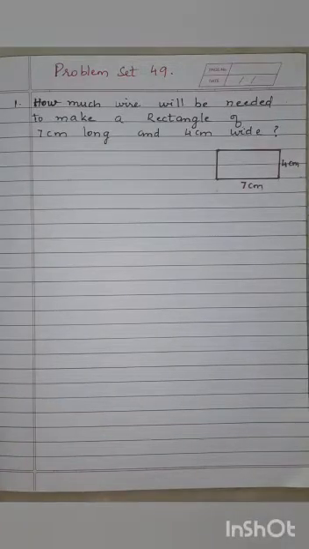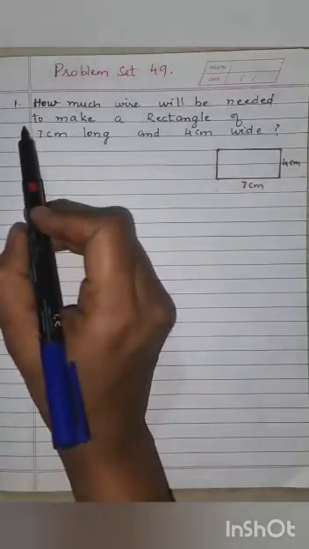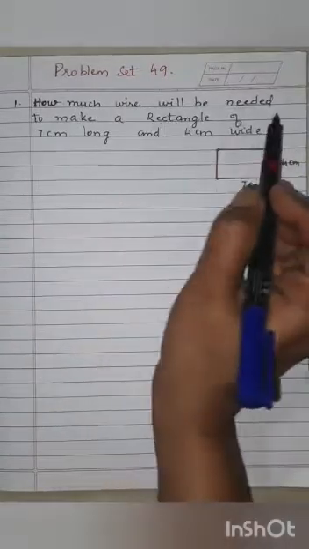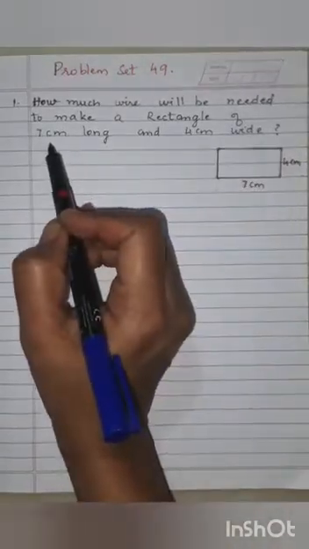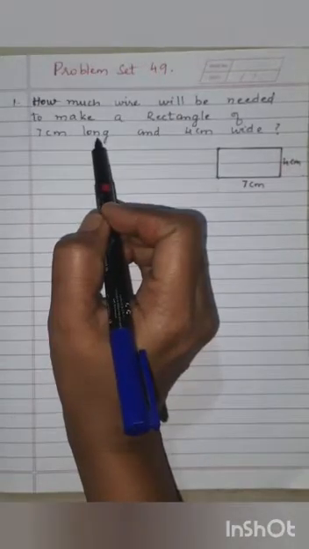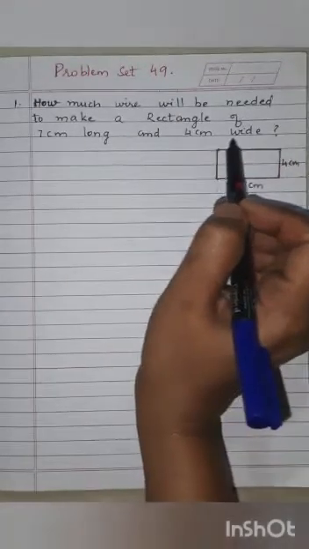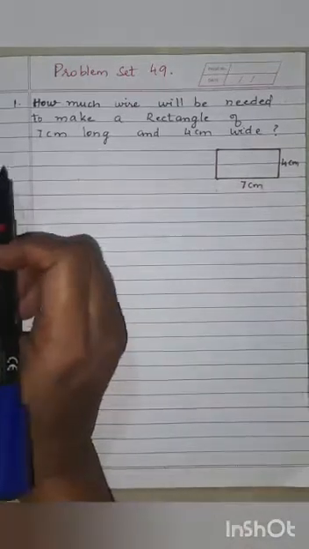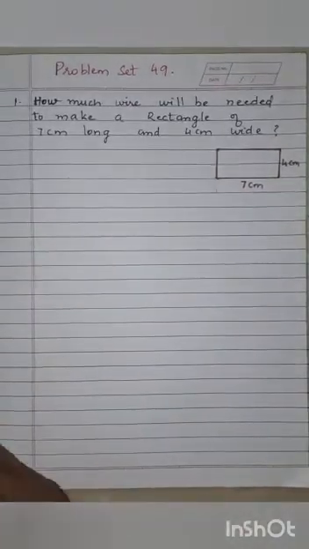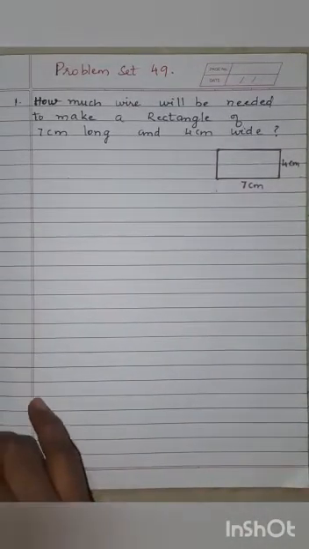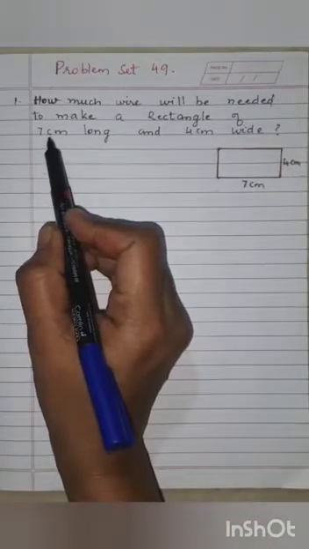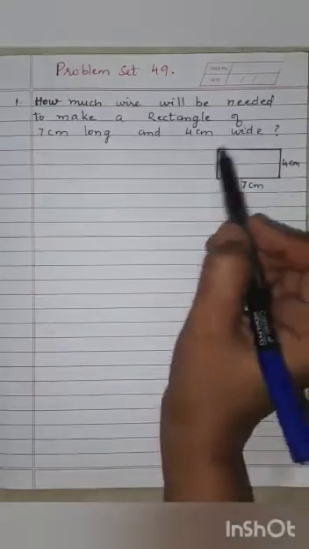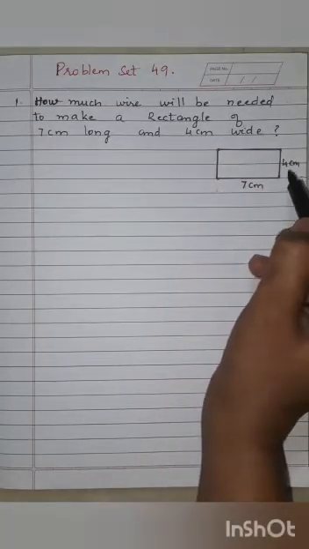Now students, let us start with our problem set 49. Our first question is, how much wire will be needed to make a rectangle 7 centimeter long and 4 centimeter wide. That means children, here they are indirectly asking us to find the perimeter of the rectangle only. So if we know the perimeter of the rectangle, with this measure we can make a rectangle out of that wire.